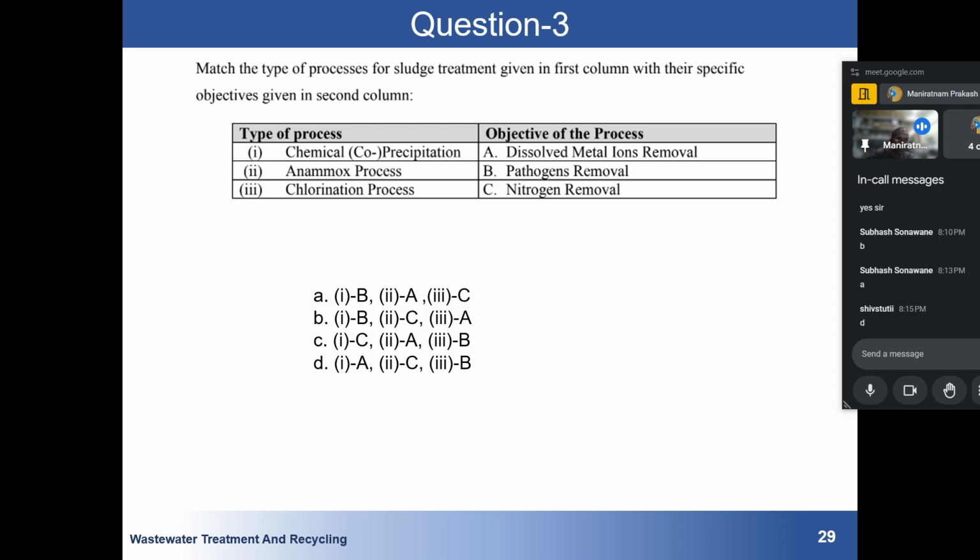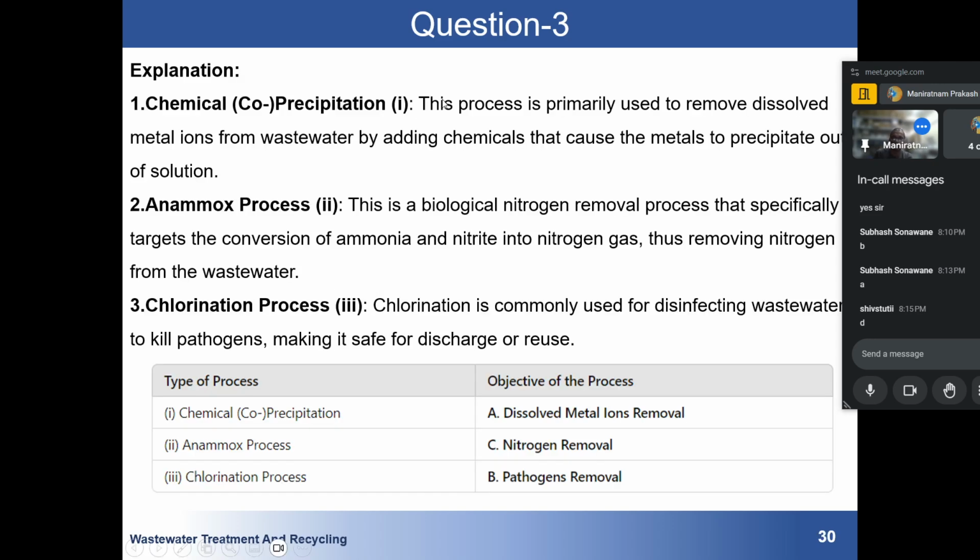Yes, D is the correct answer. So you can see chemical precipitation. We have already seen that we can add some chemical to remove these dissolved metals such as chromium, sodium, calcium, and all these things. Okay, now then the Anammox process.